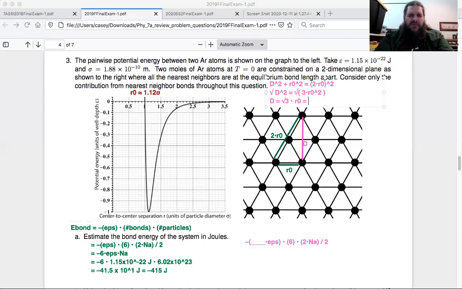So filling that in, square root of 3 times 1.12 sigma, because we can replace R naught with 1.12 sigma. So square root of 3 times 1.12, 3 times 1.12 is about 1.9. 1.9 sigma. So we can now look that up on the graph. 1.9 sigma.